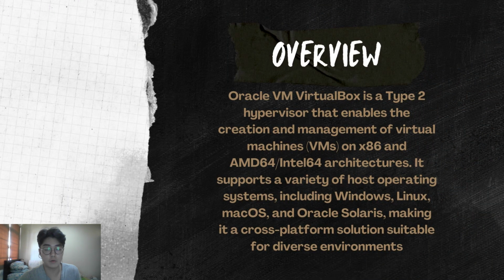And for the overview, Oracle VM VirtualBox is a Type 2 hypervisor that enables the creation and management of virtual machines on both x86 and 64-bit architectures, on both Intel and AMD. It supports a variety of host operating systems such as Windows, Linux, macOS, and Oracle Solaris, making it a cross-platform solution suitable for diverse environments.